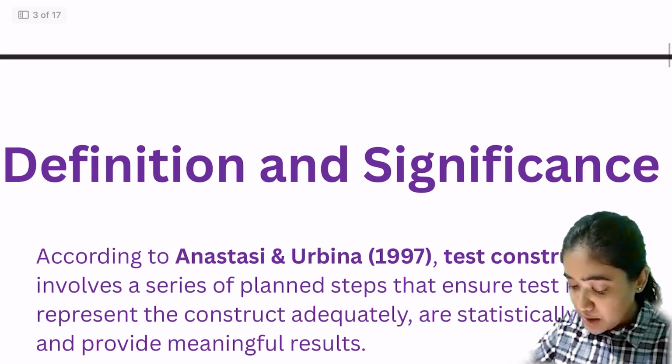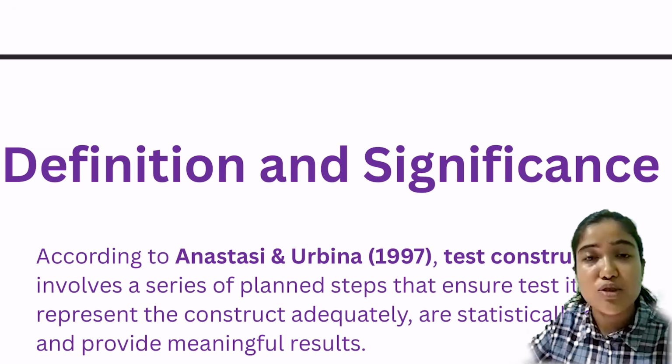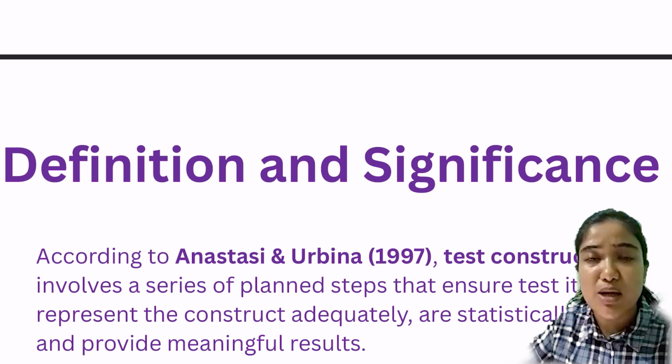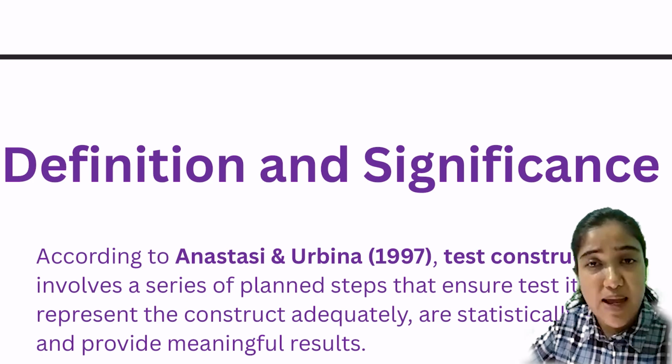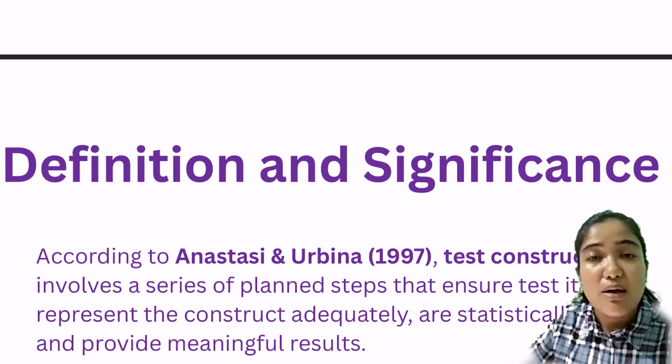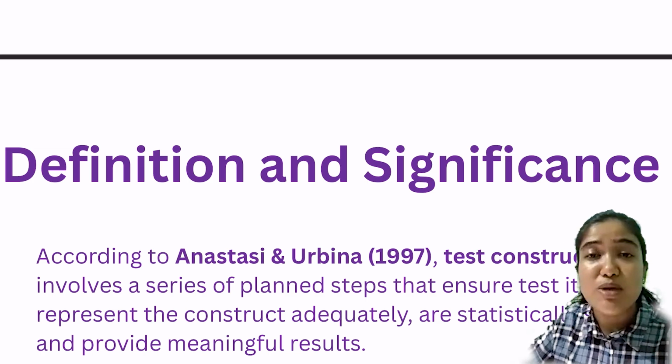We are going to start with the definition and significance. Test construction refers to a systematic and scientific process of developing a psychological test in order to measure a particular attribute such as intelligence, personality, aptitude, or behavior in a reliable and valid way. As Anastasi and Urbina in 1997 explained, test construction involves a series of planned steps that ensure the test items adequately represent the construct and are statistically sound. And it should lead to meaningful results.